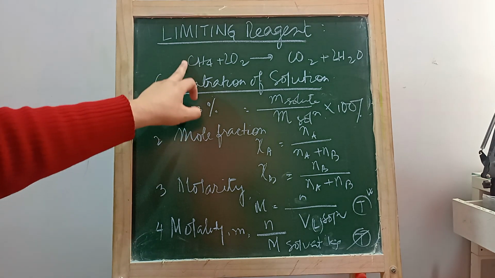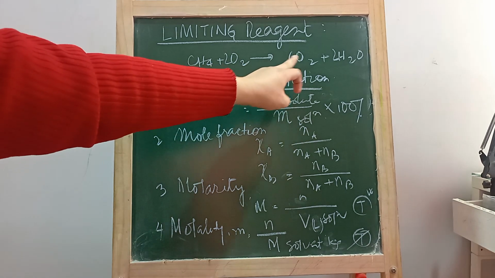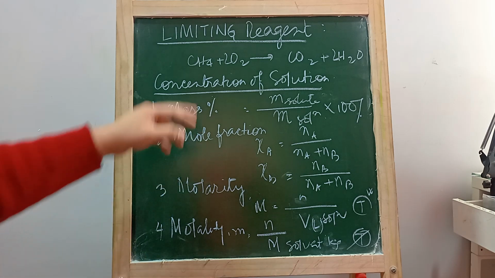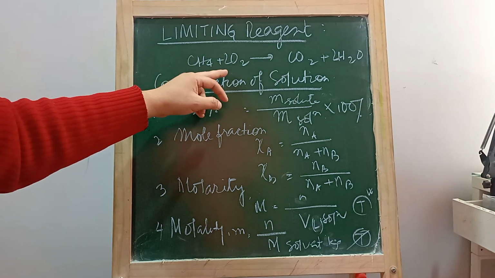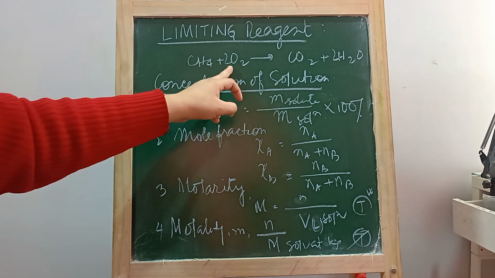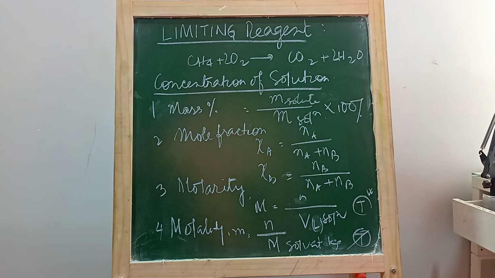So we know that it means 1 mole of methane is reacting with 2 moles of oxygen to form 1 mole of carbon dioxide and 2 moles of water. If you take 1 mole of methane and exactly 2 moles of oxygen, then it will form 1 mole of carbon dioxide, right?